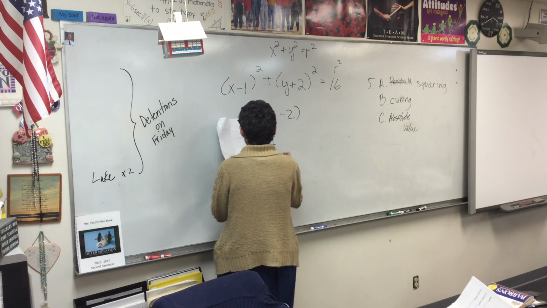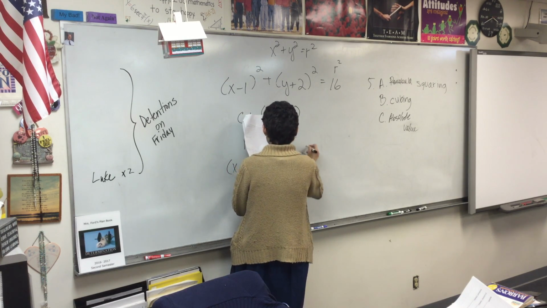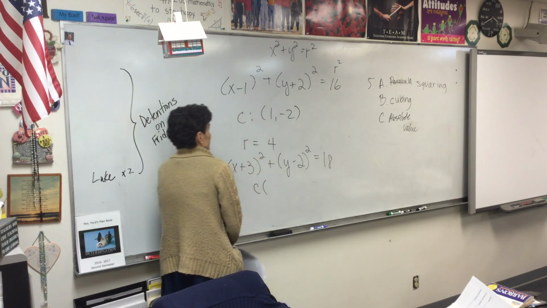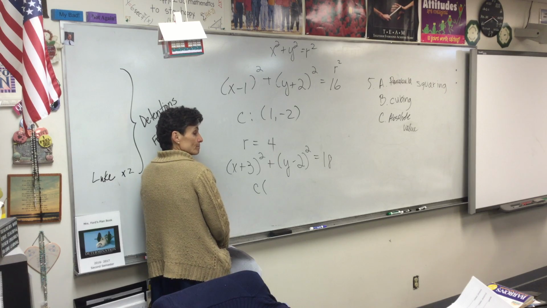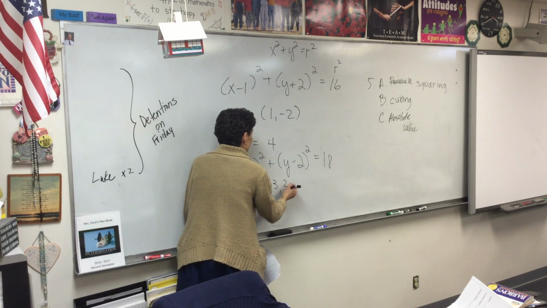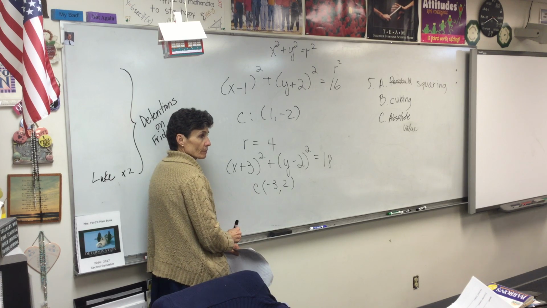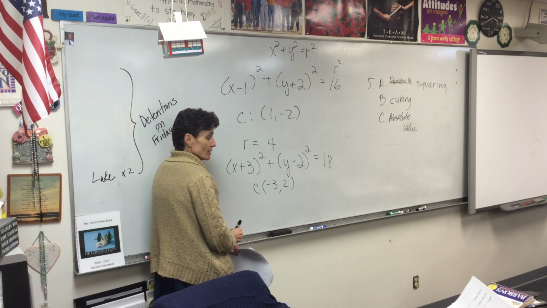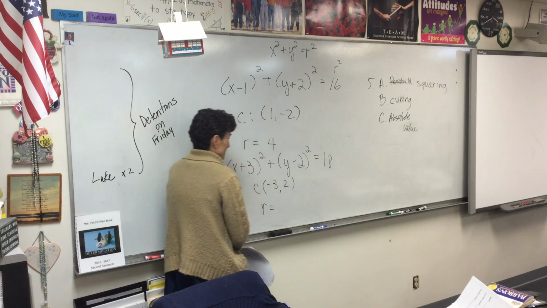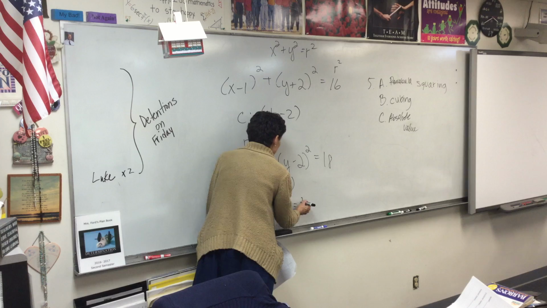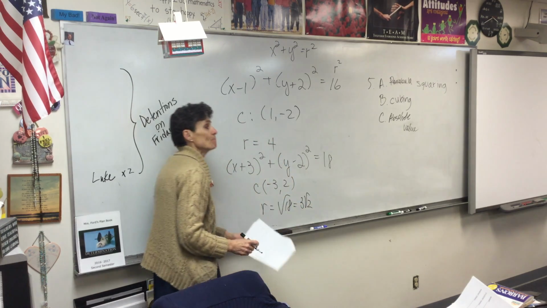Look at the second one. Your job is to tell me where is the center and the radius. So where's our center? -3, +2. Everybody got it? Where's my radius? The square root of 18, which is 3√2.